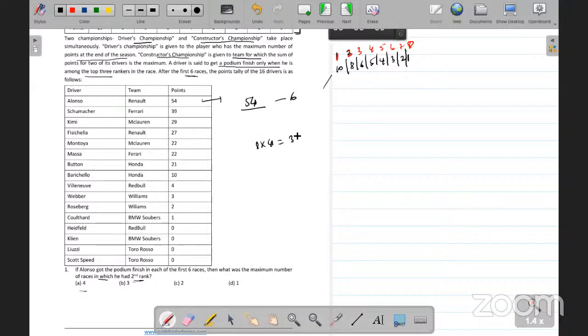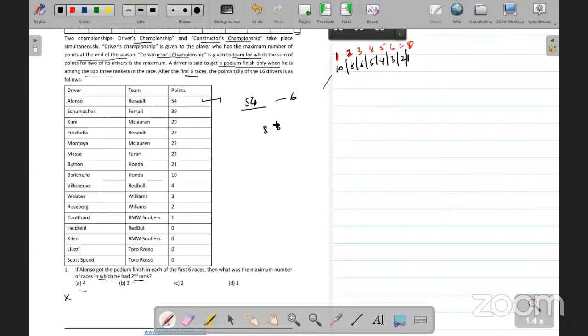8 into 4 gives you 32, which means 54 minus 32 is 22. So in the remaining 2, he has to get 22. Can you get 22 in 2 of the races? Again, no, because the maximum point that you can win in a race is 10. 10 plus 10 gives you only 20, and you want the tally of 22, which is impossible. So you couldn't get 4 8s.